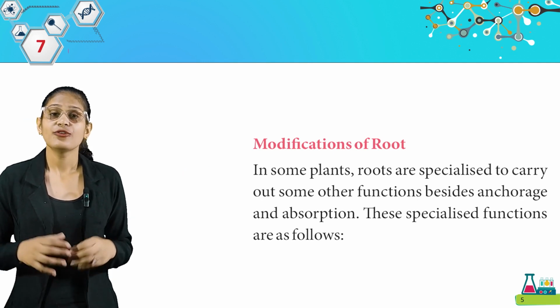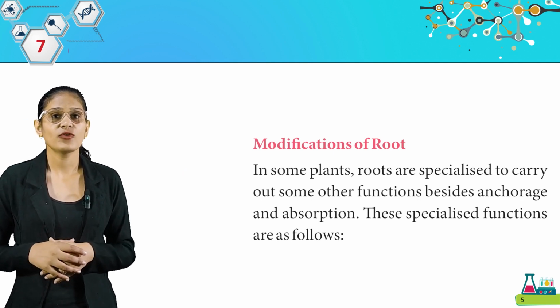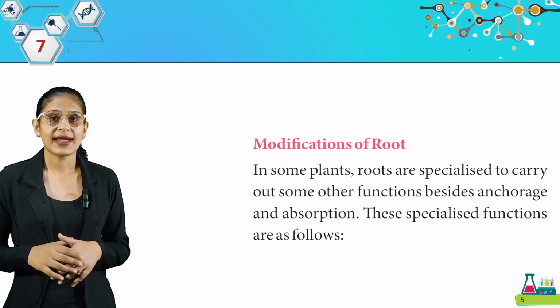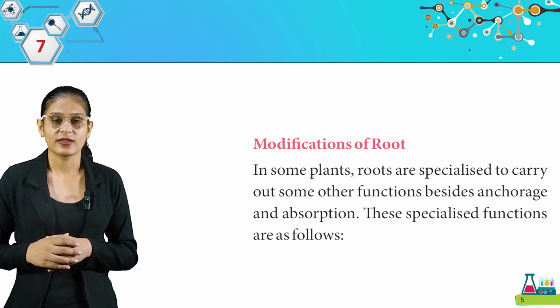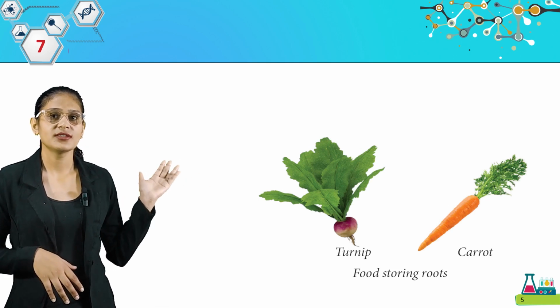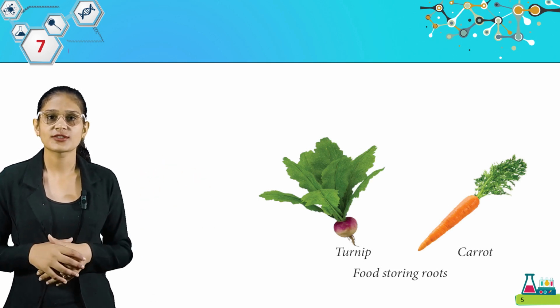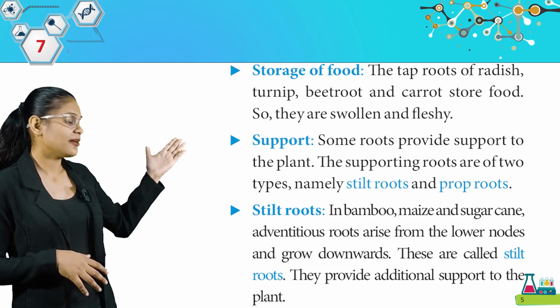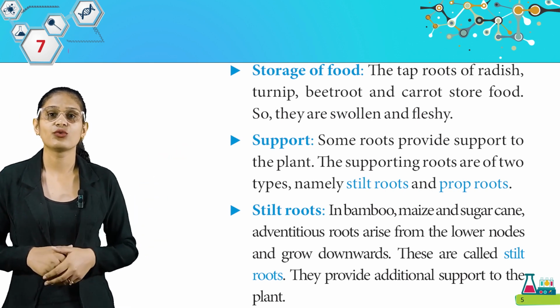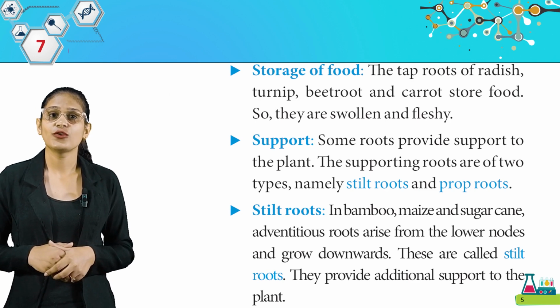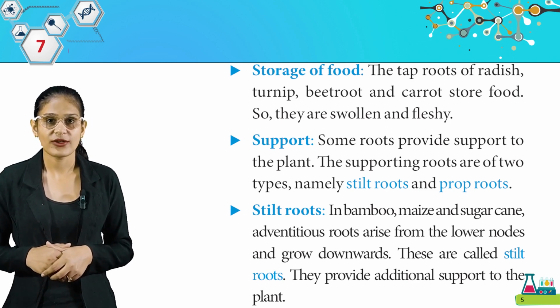Now we have modifications of root. In some plants, roots are specialized to carry out some other function besides anchorage and absorption. These specialized functions are as follows. Look at the pictures first. Turnip, carrot, food storing roots. First we have storage of food. The tap roots of radish, turnip, beetroot and carrot store food, so they are swollen and fleshy.